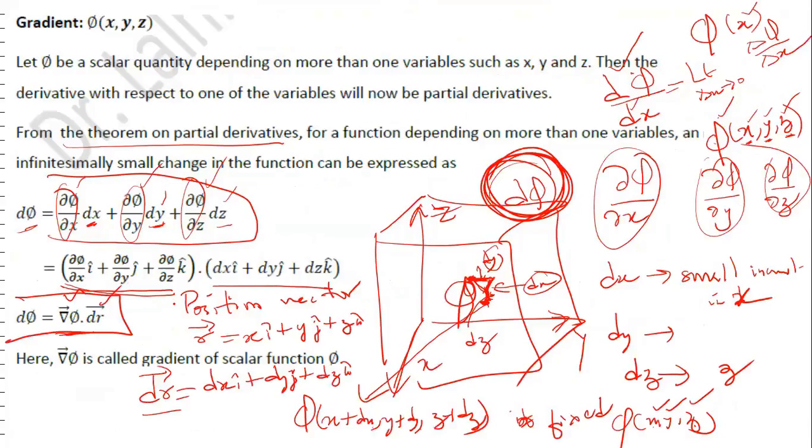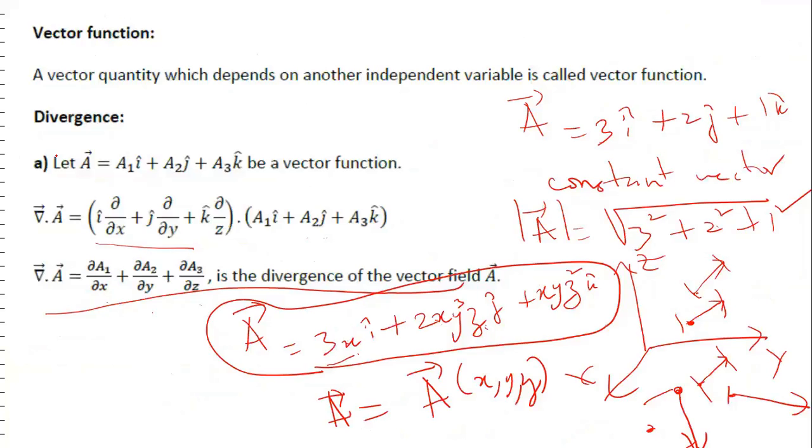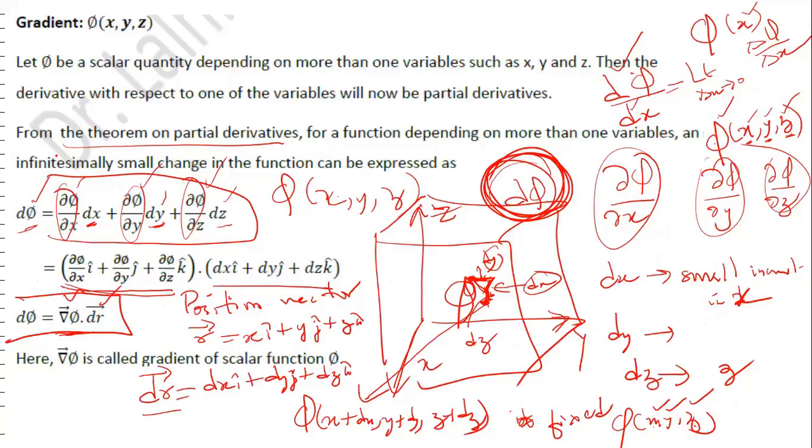Yeah, over here, we have discussed this. See, if phi is a function of x, y, and z, then any change in phi, using the theorem of partial derivatives, can be expressed as the rate of change of phi with respect to x multiplied by the change in x, plus the rate of change of phi with respect to y multiplied by the change in y. Like this we can express it, and from here we can write it like this.